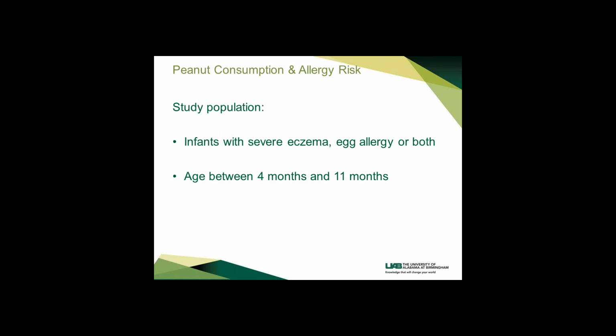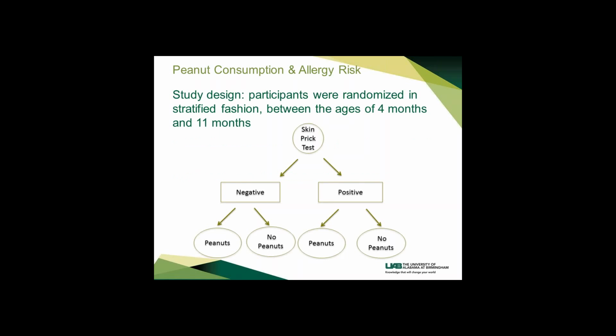The study population were infants with severe eczema, an egg allergy, or both. So there was some reason to assume that they may be at a higher propensity towards having allergies. The infants were all aged between 4 months and 11 months, so before they hit that 1 year mark. And remember, we're looking at what happens at 60 months, which is 5 years. So this is a longer term follow-up for the study. So the study design was as follows.